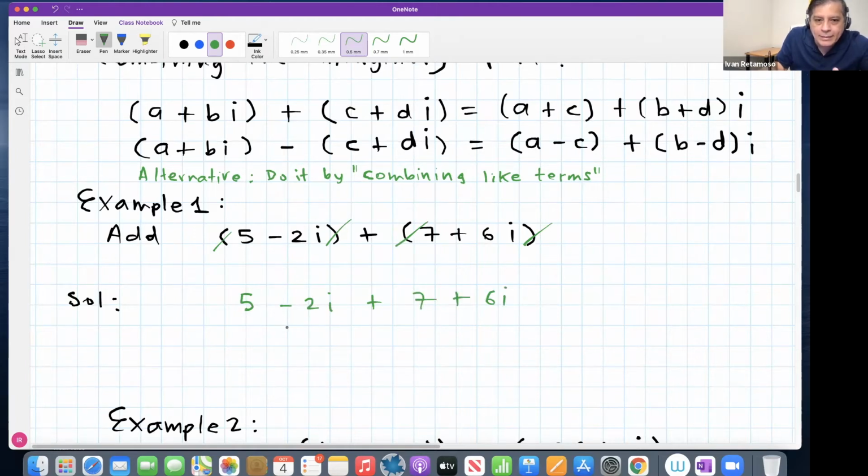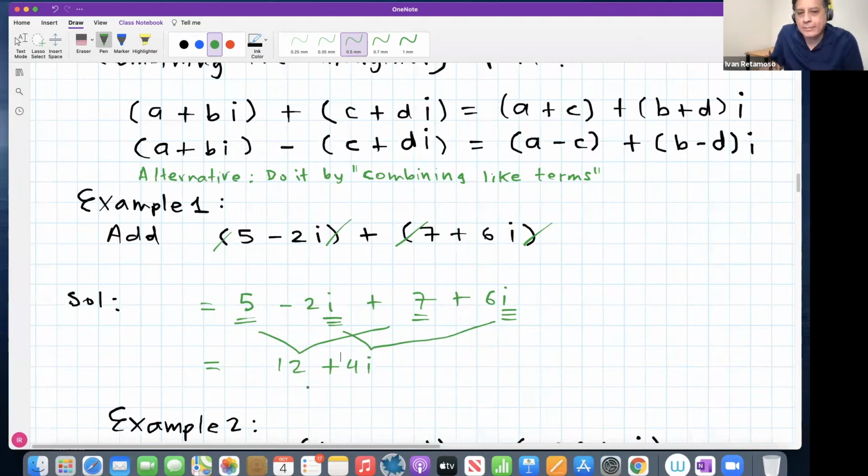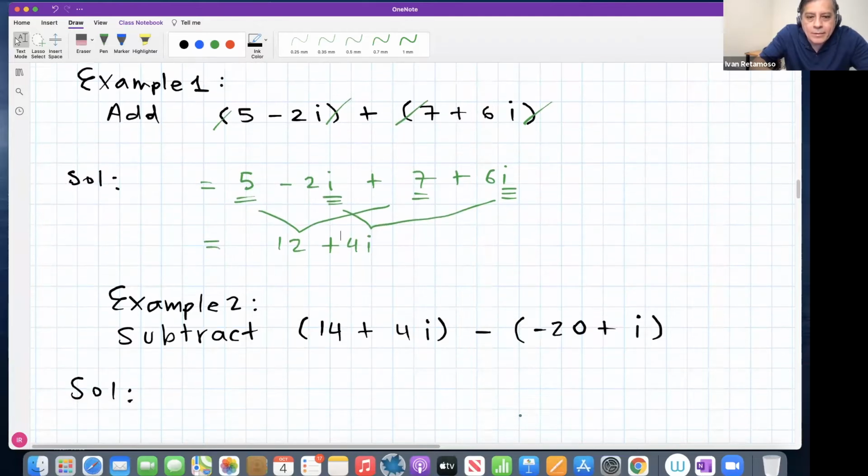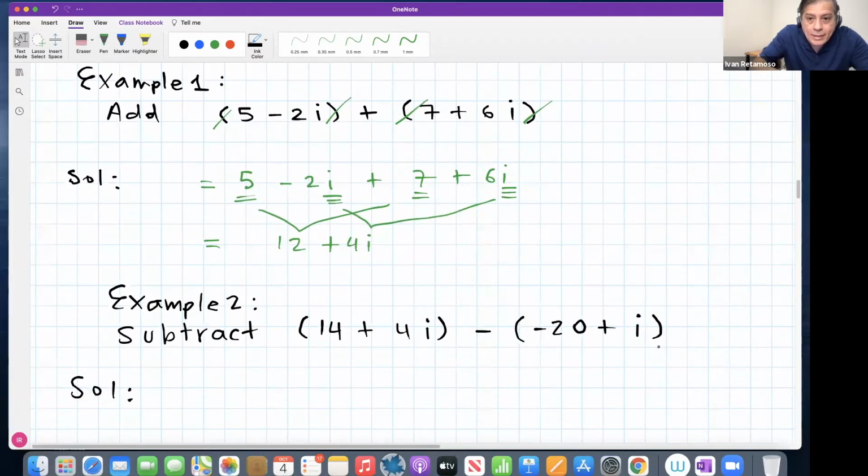And combine like terms. These two like terms, 5 plus 7 is just a 12, right? Another pair of like terms, minus 2i plus 6i, minus 2 plus 6, 4i, right? That's it. So as you can see, I didn't use formulas, just combine like terms, and I got my answer here, right? 12 plus 4i. Very good.